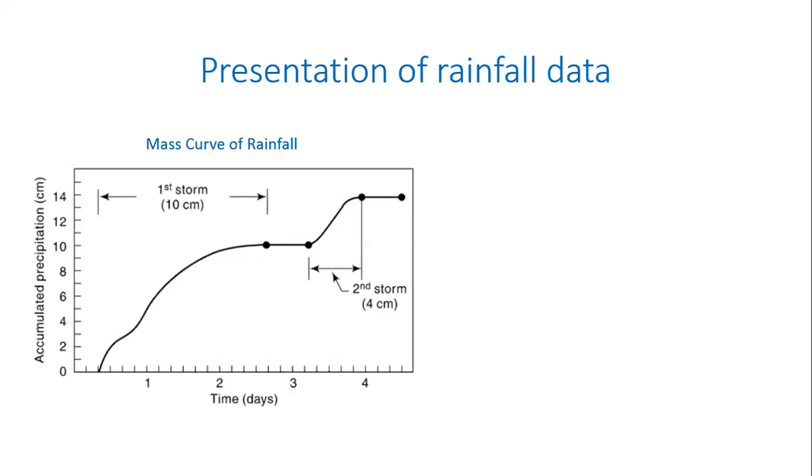And then between this point and this point, it remains flat, which means, what does this mean? No rainfall, right? So the first storm ended at this point where the accumulated rainfall was 10 centimeters. So in the first day, up to about maybe 2 days, you had rainfall of about 10 centimeters.